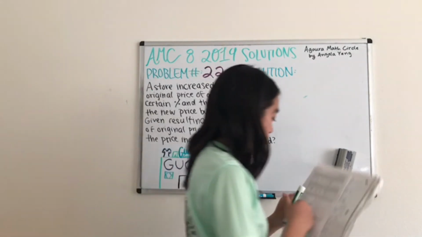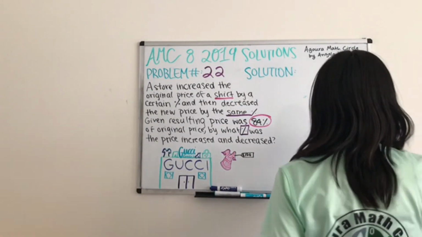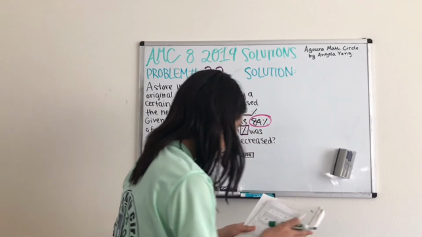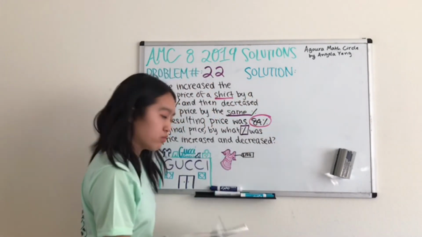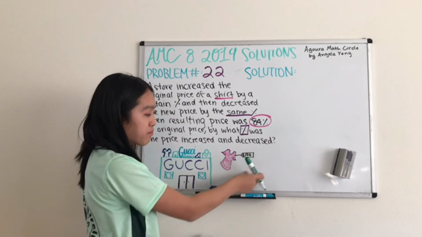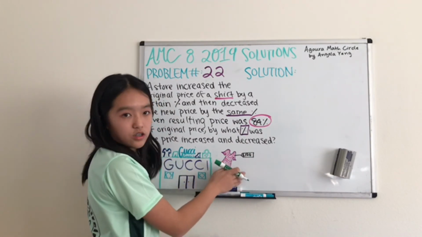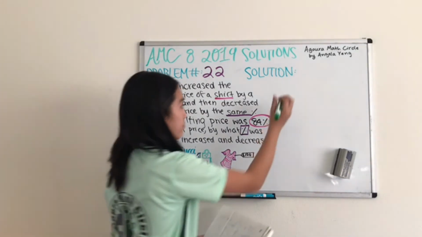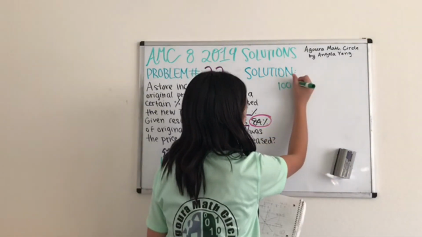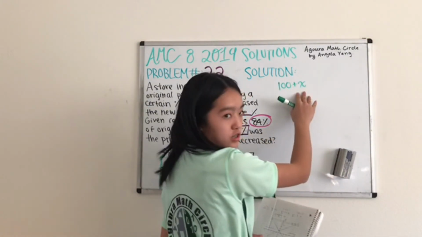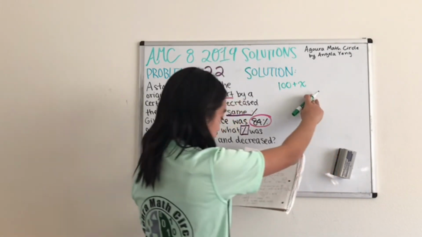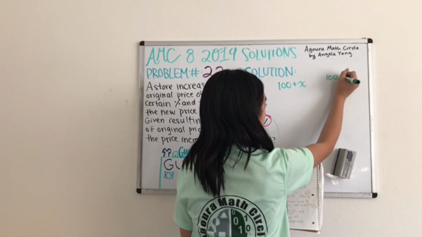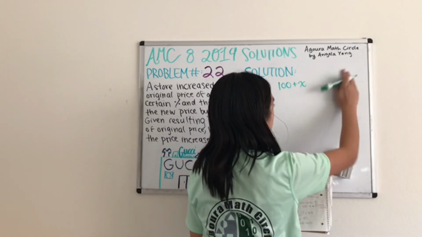So in order to solve this, we need a little equation. So to get our equation, we need to piece together the parts. So what I recommend for this is just assuming that the store is selling this shirt at $100. So that means the increased price would be 100 plus X. X is the percentage that we're trying to find here. And then that means the decrease would be X over 100, right?